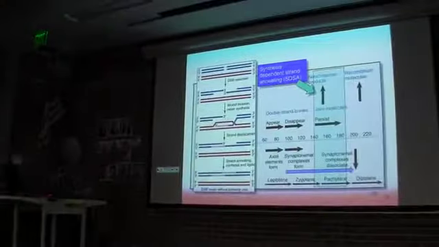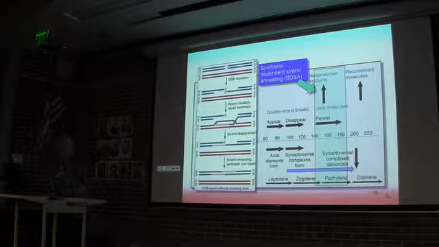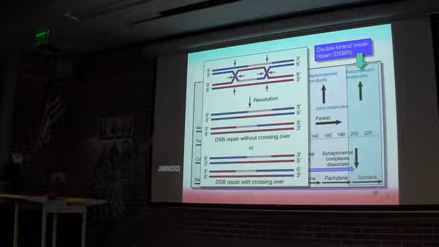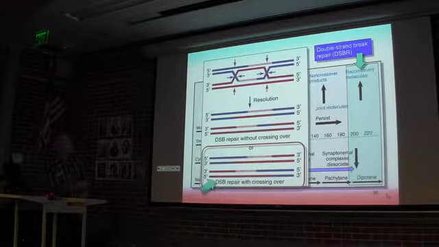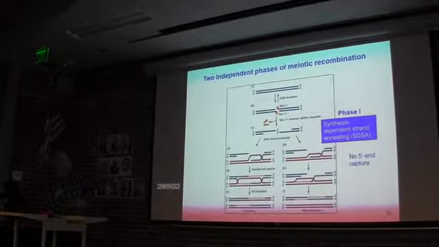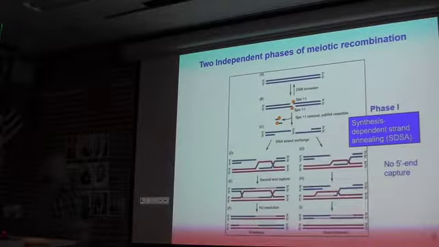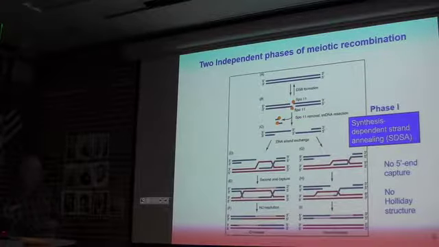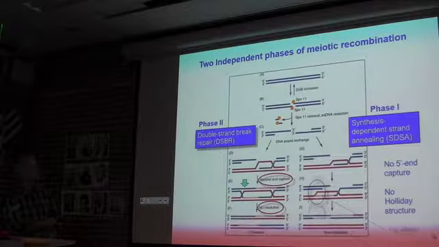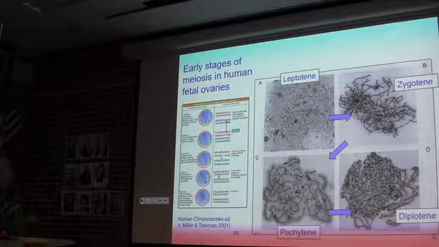Okay, so here's just a reminder model, the synthesis-dependent strand annealing, just as a review of what's happening. And then, to jog the memory, the full double-strand break model. Two independent phases: first phase, second phase. Double-strand break repair, phase 2. That kind of summarizes it. Early stages in human fetal ovaries.